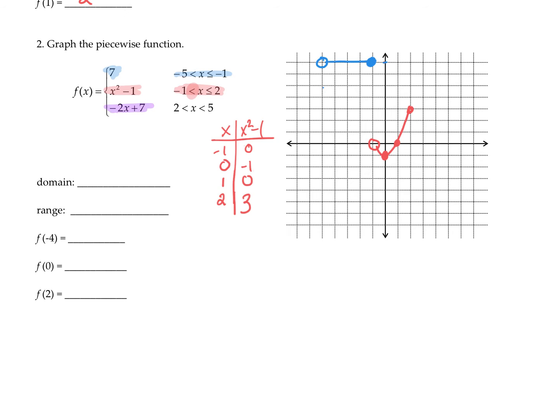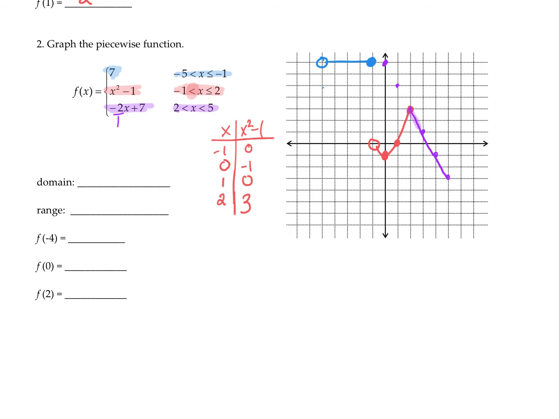Then to graph the last equation, that's a line that starts at 7. It has a slope of -2/1, so I go down 2, right 1, down 2, right 1, and so on. And this is true between 2 and 5. So it's going to start at 2 where my red one stopped and keep going until I hit 5, which would be right there. And I'm going to erase my other points. And this is what my piecewise function will look like for this one.